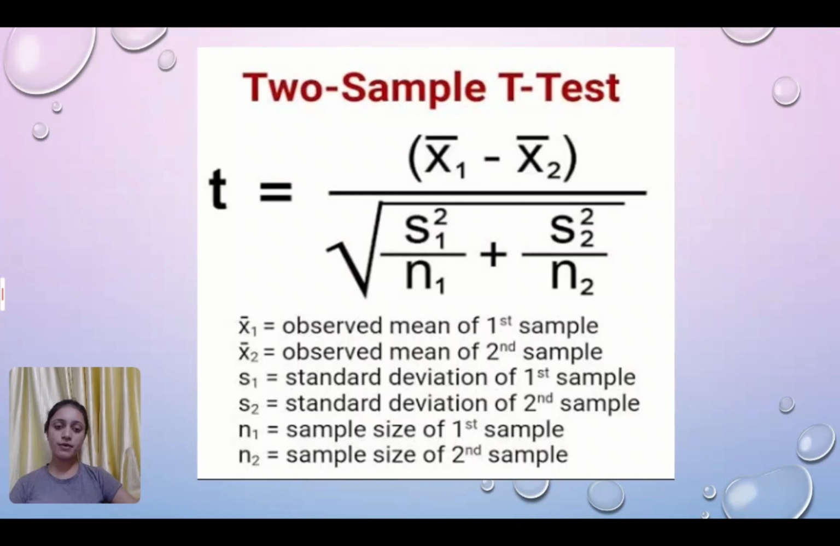Here x bar 1 refers to the mean of the first sample, x bar 2 refers to the mean of the second sample, s1 refers to the standard deviation of the first sample, s2 refers to the standard deviation of the second sample. n1 refers to the sample size of the first sample and n2 refers to the sample size of the second sample.